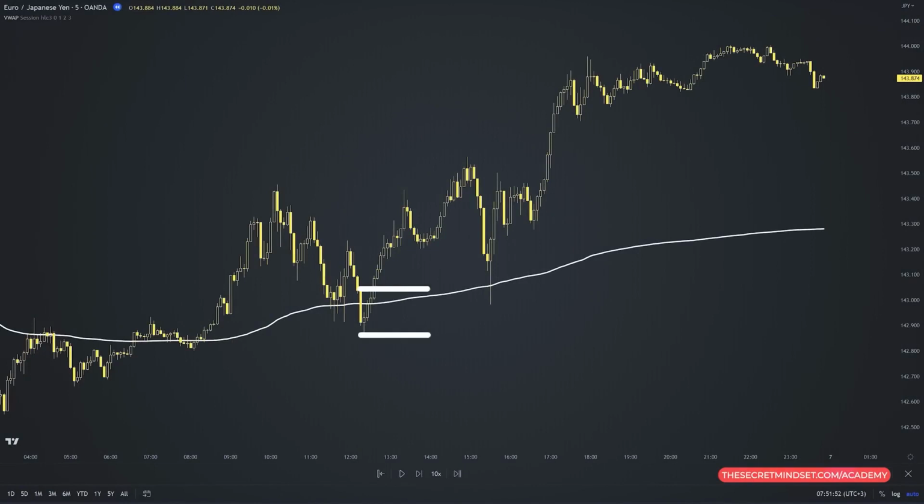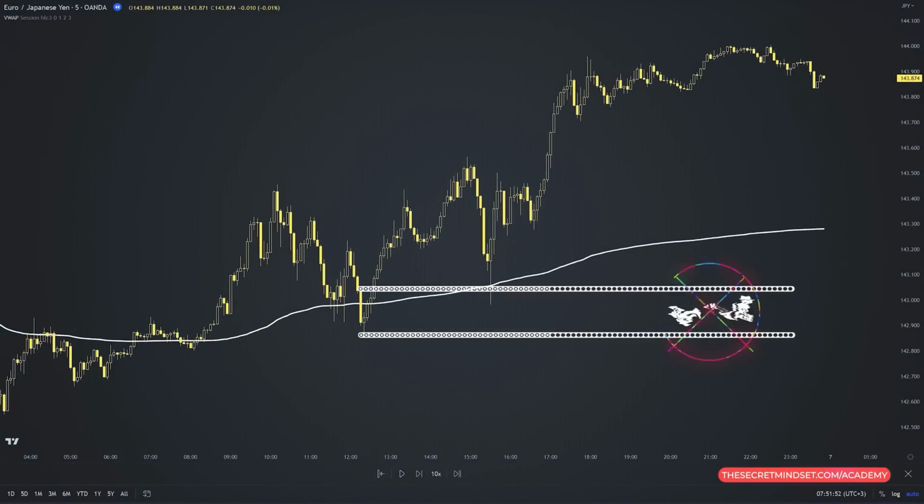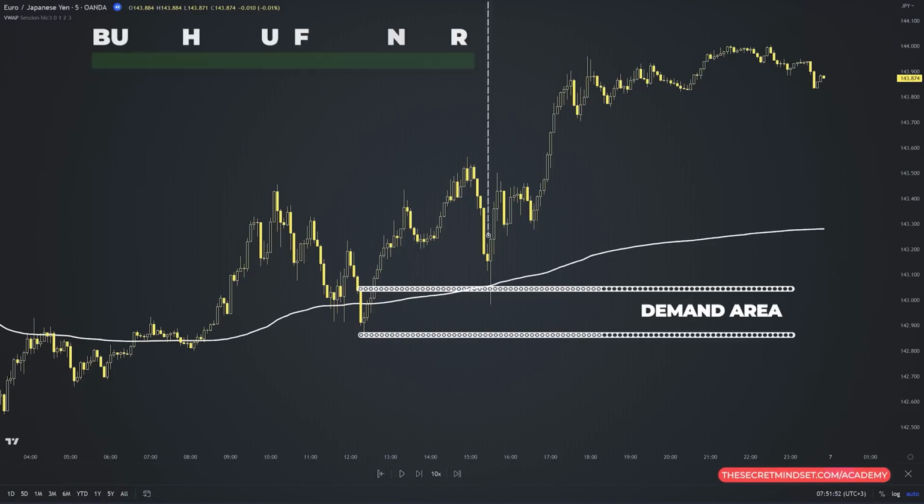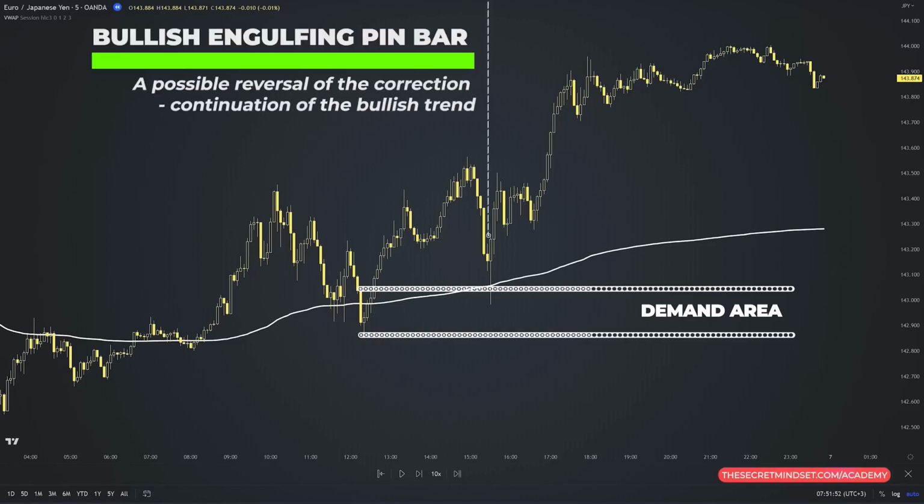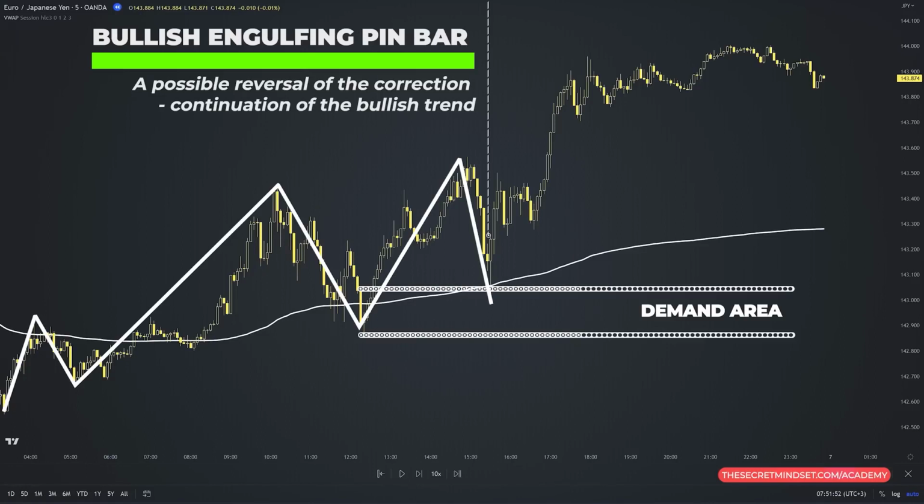In this example, I noticed that price was approaching a strong demand area, where buyers had previously stepped in and pushed the price higher. Once price returned to the zone, a buy signal came in the form of a bullish engulfing pin bar. This candlestick indicates a possible reversal of the correction and a continuation of the bullish trend as the market is making higher highs and higher lows.